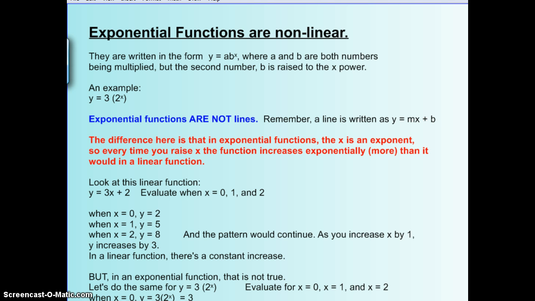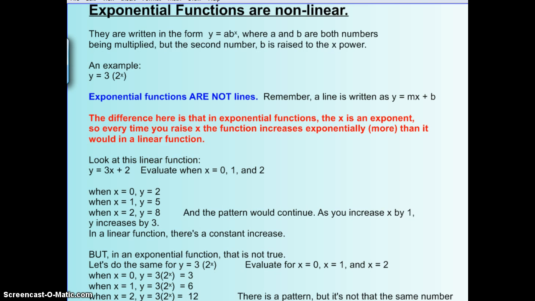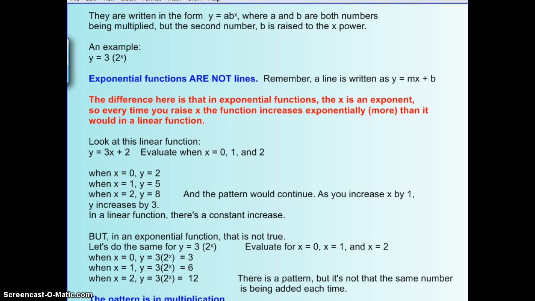If you look at this linear function here, y equals 3x plus 2, and you evaluate the value of the function when x is 0, 1, and 2, you're going to find that as you increase x, y increases by the same amount every time. So when x is 0, y is 2. And when x is 1, y is 5. And when x is 2, y is 8. And the pattern would continue as you increase x by 1. Every time you increase x by 1, y increases by 3.